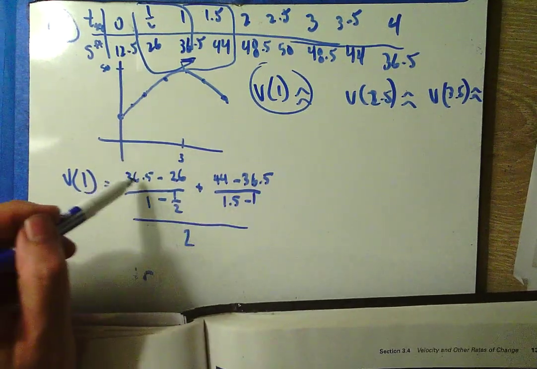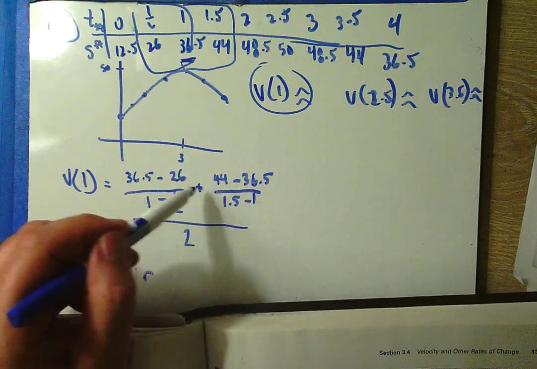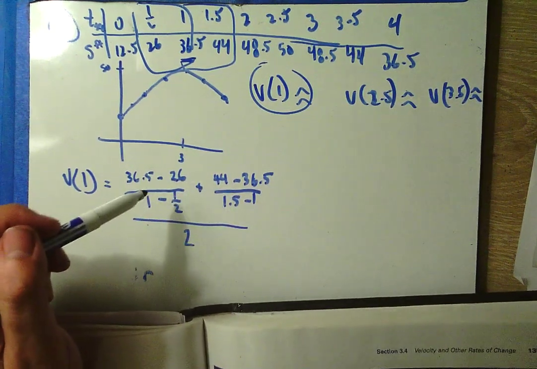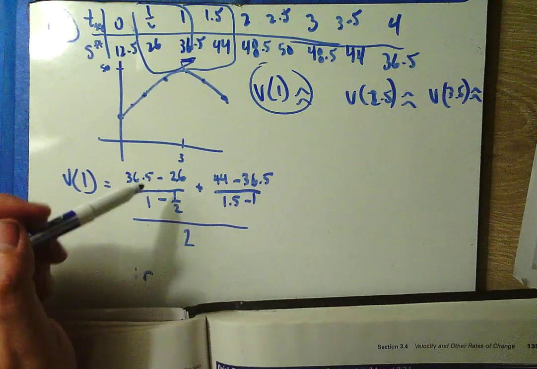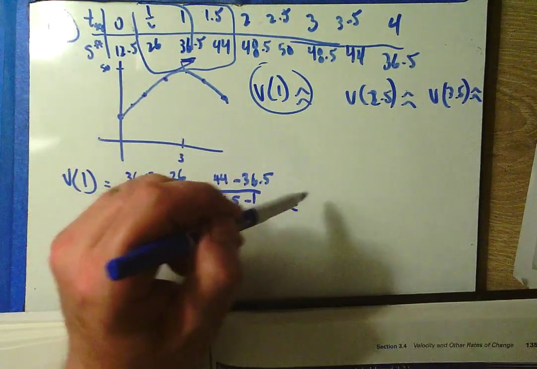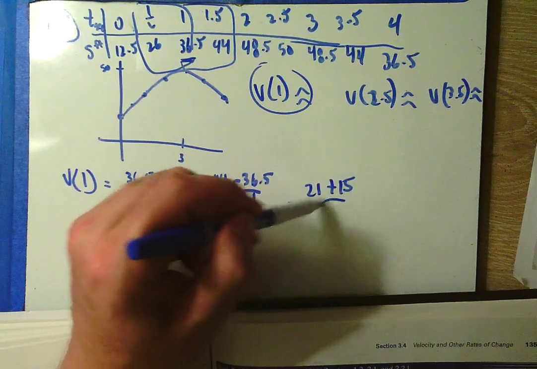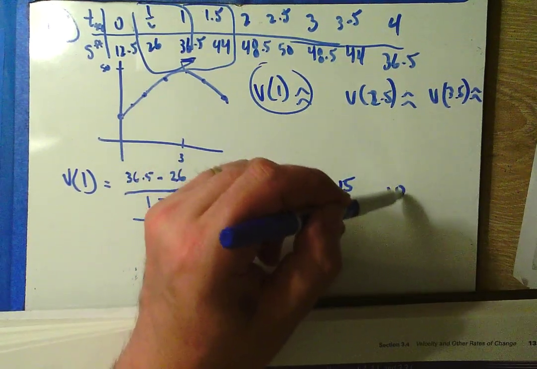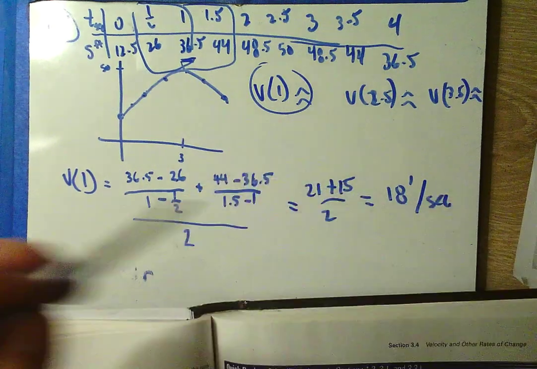I want to average. I want to add them together and divide by 2. I want to average these two velocities. When I did this earlier today, I came up with 21 plus 15 over 2, or 18 feet per second.